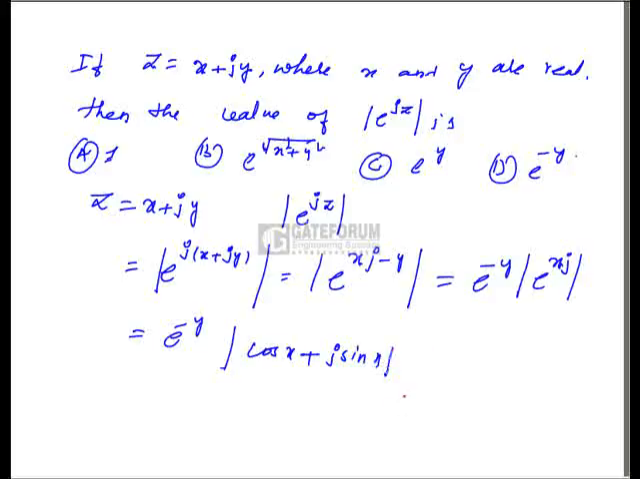Now, we know the formula e to the power j theta is nothing but cos theta plus j sin theta. Similarly, e to the power xj will be cos x plus j sin x. Now, the modulus of a complex number is nothing but the root of the square of the real part plus the square of the coefficient of the imaginary part, which is cos squared x plus sin squared x. Now, that is nothing but e to the power minus y, which is option D.